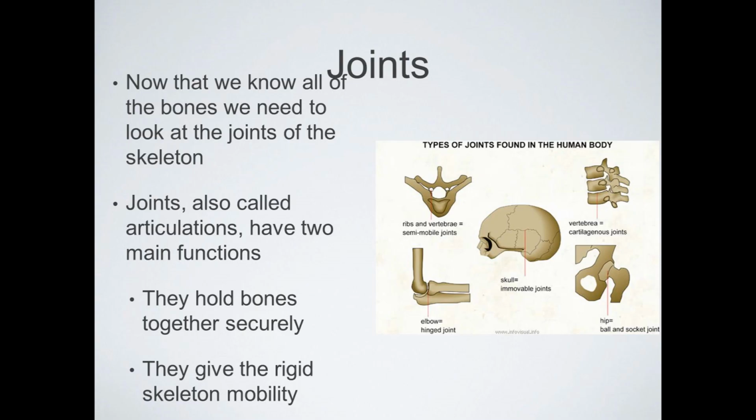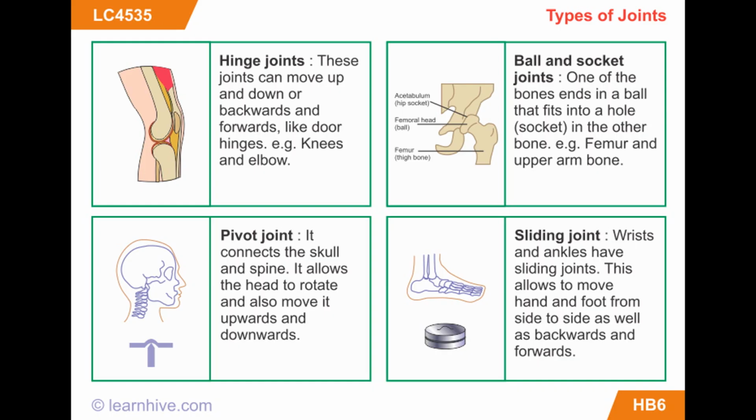Now that we know all of the bones, we need to look at the joints of the skeleton. Joints, also called articulations, have two main functions. They hold bones together securely, and they give the rigid skeleton mobility. Then you have the hinge joints. These joints can move up and down or backwards and forwards, like door hinges. Examples: the knees and elbows.